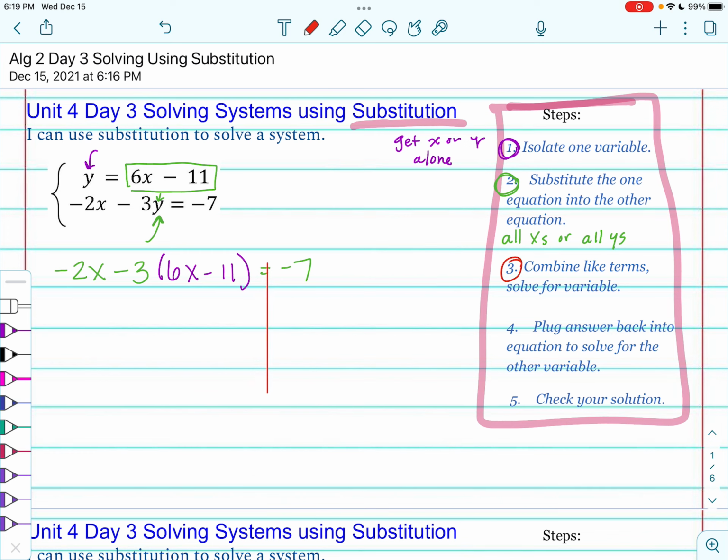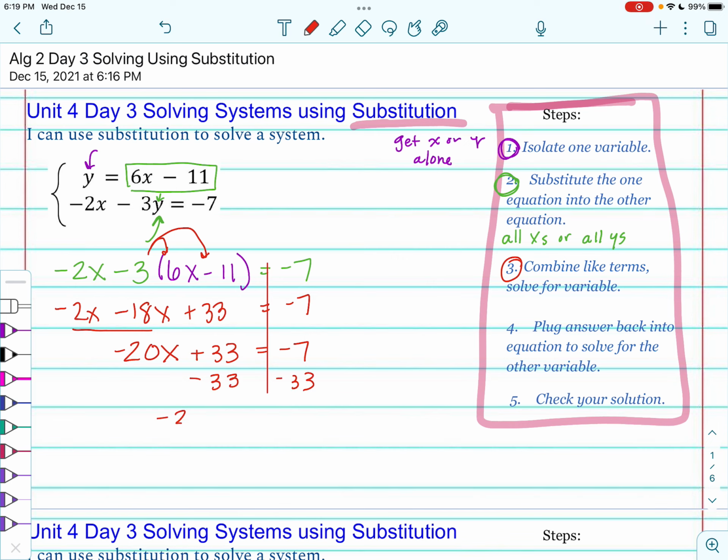Okay, so step 3 I'm going to show here in red. I'm going to distribute this, so I have negative 2x. Negative 3 times positive 6 is negative 18x. Plus 33 equals negative 7. These two are on the same side as my railroad tracks, so I need to combine them. Okay, I'm trying to get x alone, so I need to subtract 33. And then divide by negative 20, and I get x equals 2.